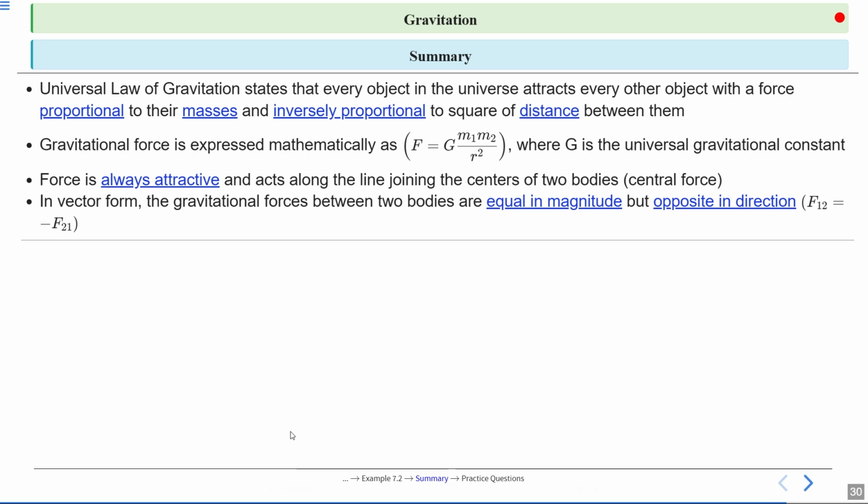In vector form, gravitational forces between two bodies are equal in magnitude but opposite in direction, represented as F12 equals minus F21. This means that the force one object exerts on another is equal and opposite to the force exerted back. It's a perfect example of Newton's third law of motion: for every action, there is an equal and opposite reaction. This symmetry is a fundamental aspect of gravitational interactions.